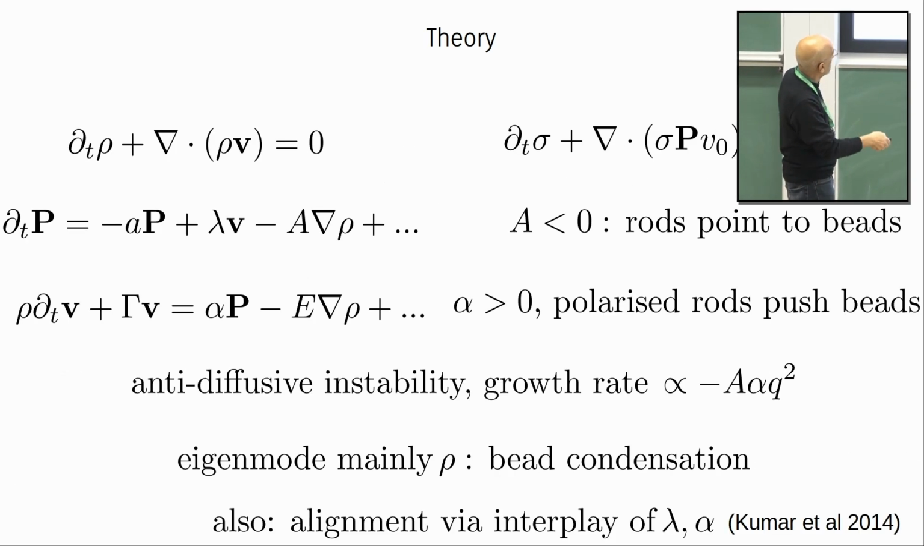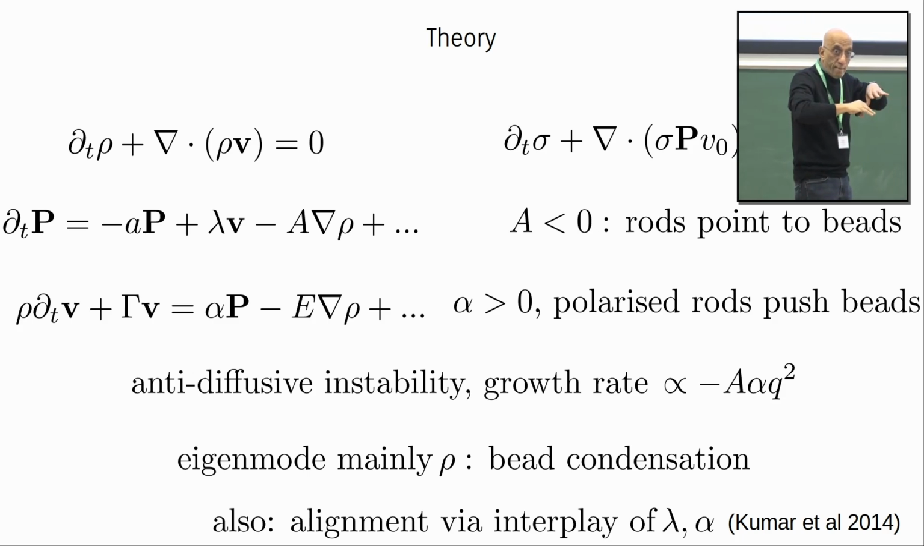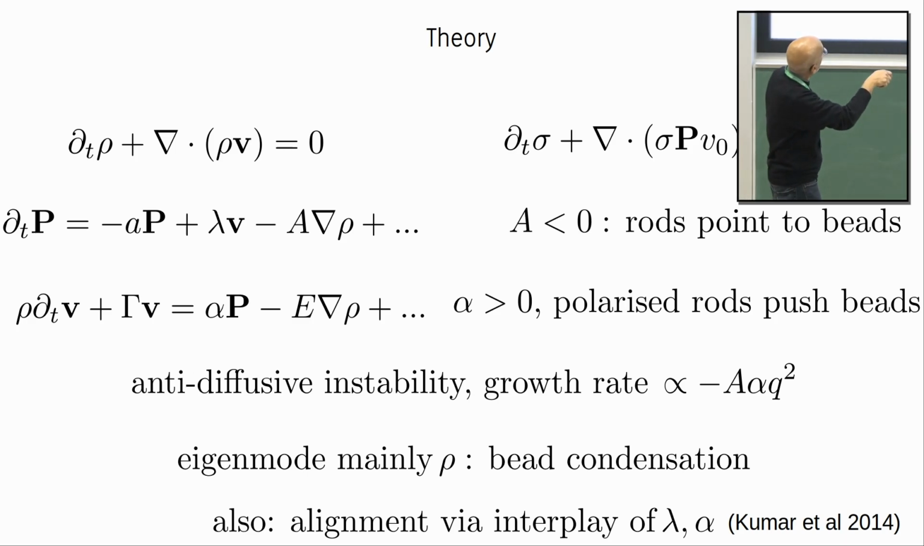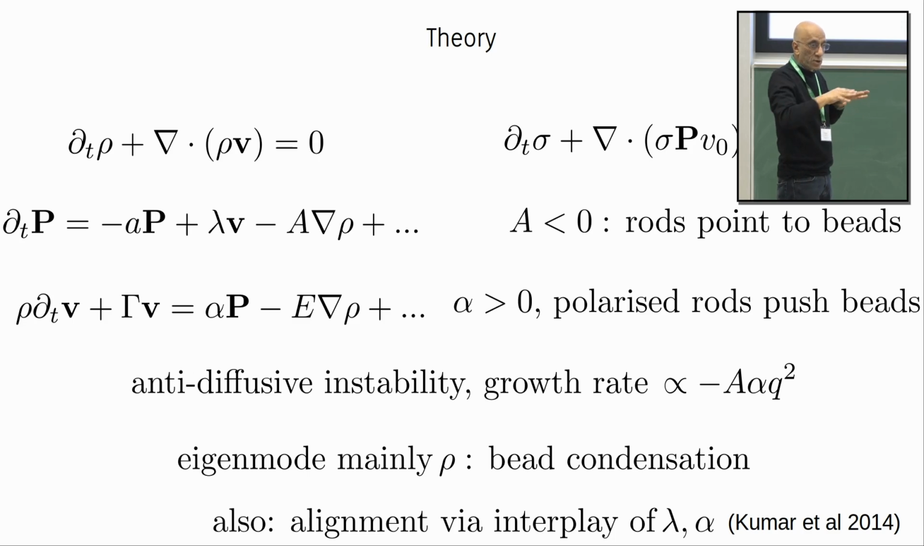So I think the next slide has, yeah. So, rods like to point towards where there are more beads, and the rods power the motion of the beads. This combination means that you'll have rods moving like this, they'll create an enhanced bead density in front of them, and they're happy sitting in a situation where they're pointing into that. So this is a feedback between rods creating an enhanced bead density in front of them and the rods being content to sit. All right.